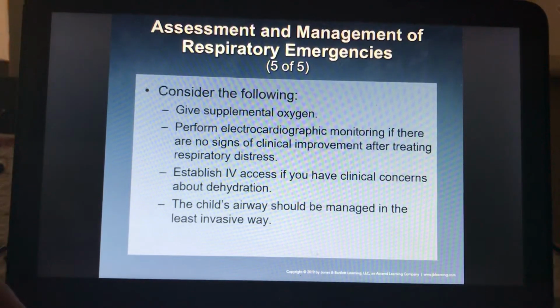The airway should be managed in the least invasive way. It all depends. We're gonna talk about that as we go.